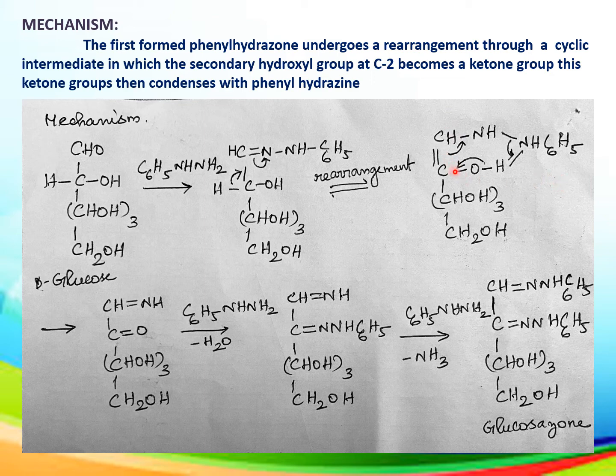C double bond C, this NH, here also NHC6H5 and COH. Here a new hydrogen bonding is formed between this nitrogen and the hydrogen atom. Okay, this is going to undergo rearrangement at three places. Here this bond is going to shift, and here a bond is going to break, and a new bond is going to form here.